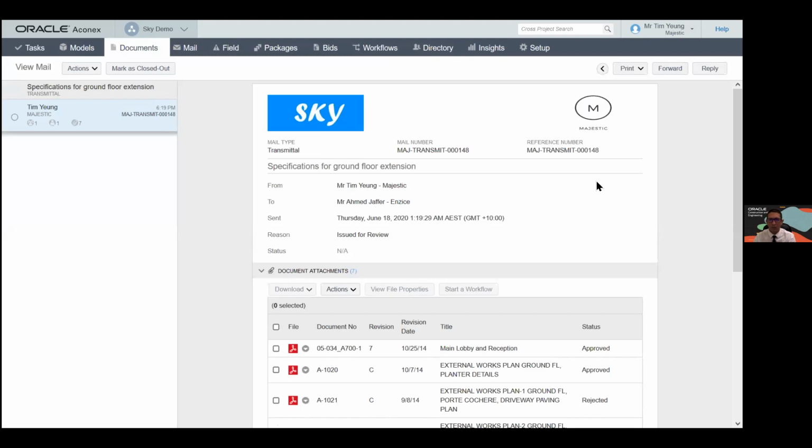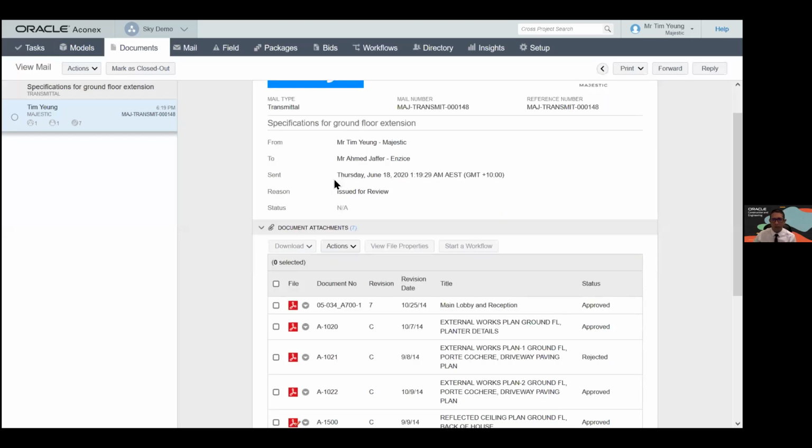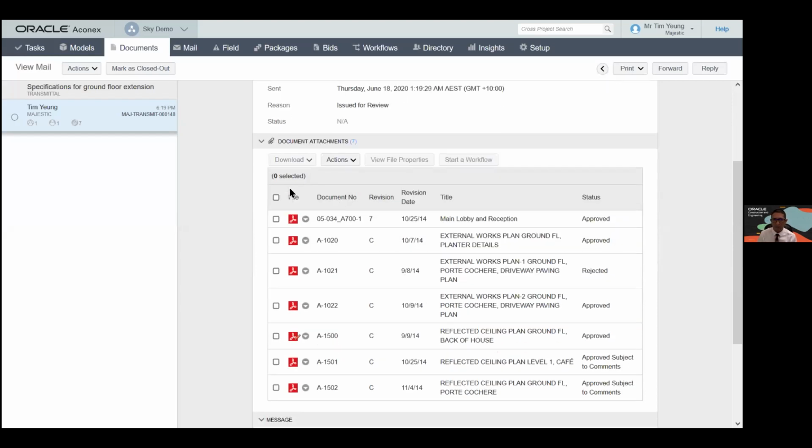So what you see now here is a permanent record of transmission. Mr. Tim Young of Majestic Builders has just sent this transmitter to Mr. Ahmed Jaffa from Enzis Construction. It shows you the timestamp. It shows you the reason why it was sent. And we have what we call guaranteed delivery, because this transmission is happening within the system. It's not going out. The documents have been sent.